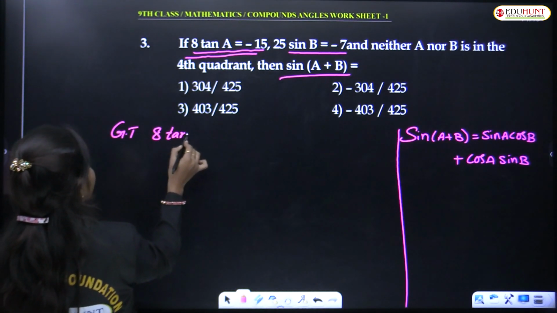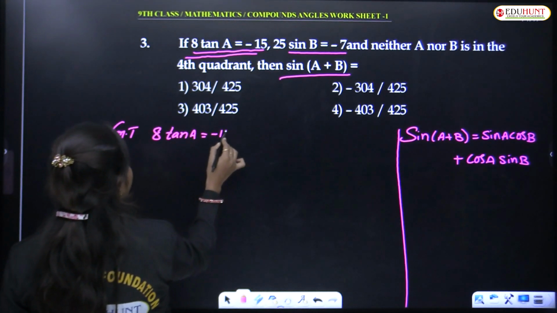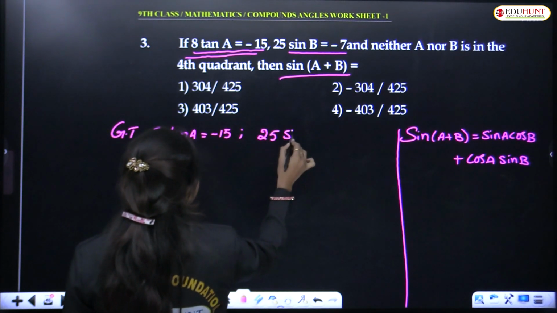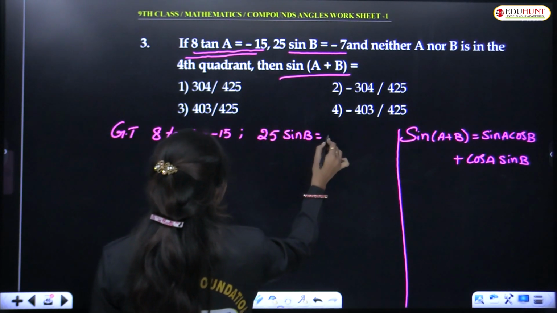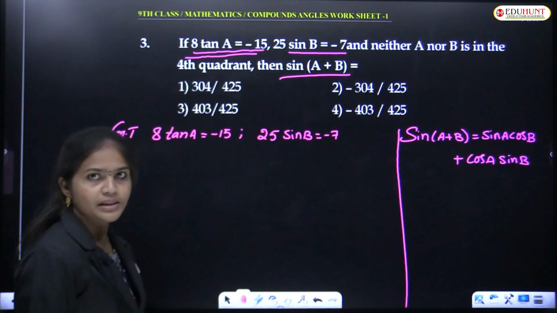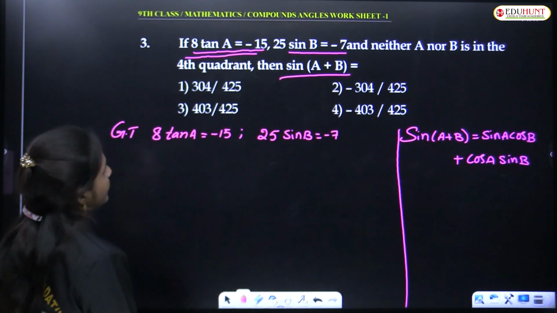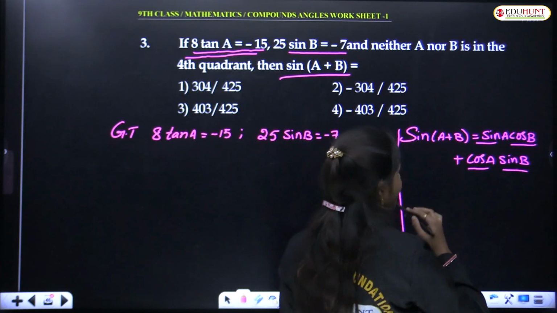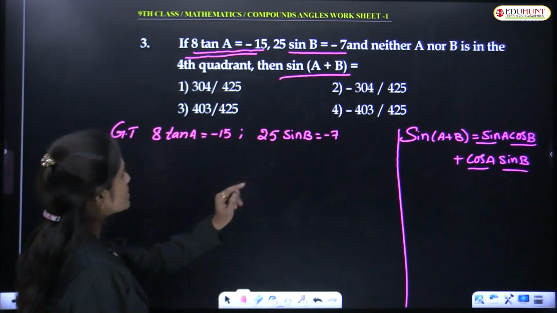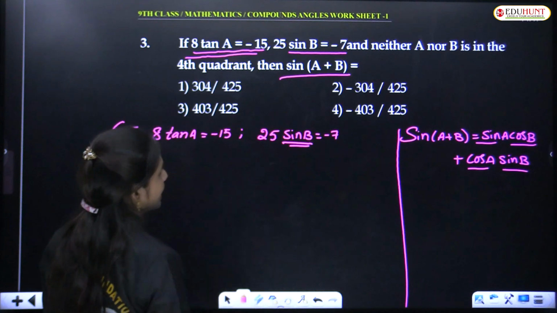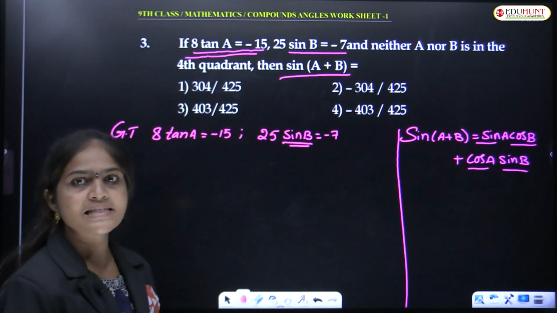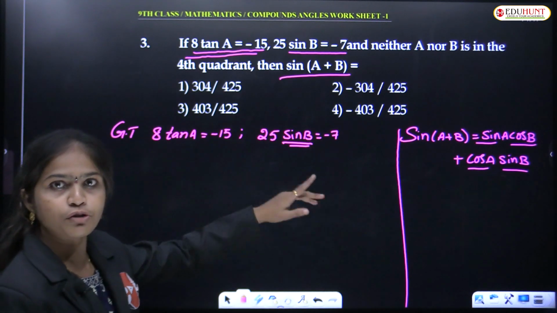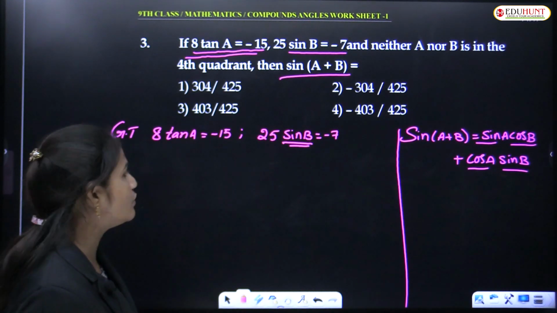8 tan A is equal to minus 15. Next, 25 sin B is equal to minus 7. Actually, these two values they given. But in this formula, we have sin A cos B, cos A sin B. Out of those 4 values, they given only the sin B value. So the remaining 3 values we have to find by using these 2 given values.